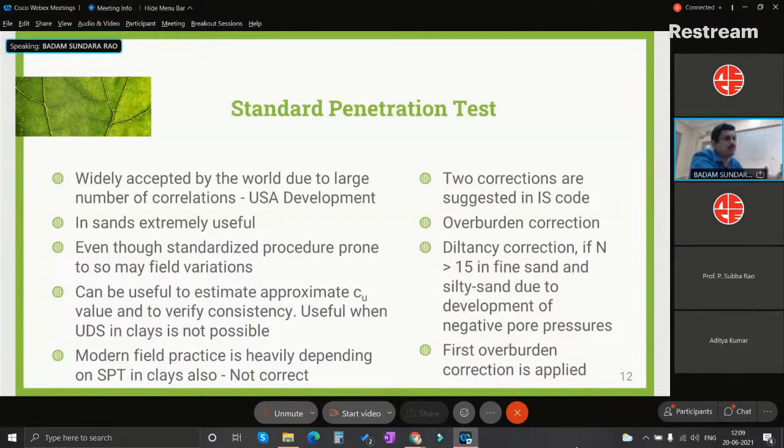They have developed so many correlations, and till date, even though there are sophisticated methods like the static penetration test and the dilatometer test, which are much more sophisticated, the SPT test is not much updated. That is what I mean.